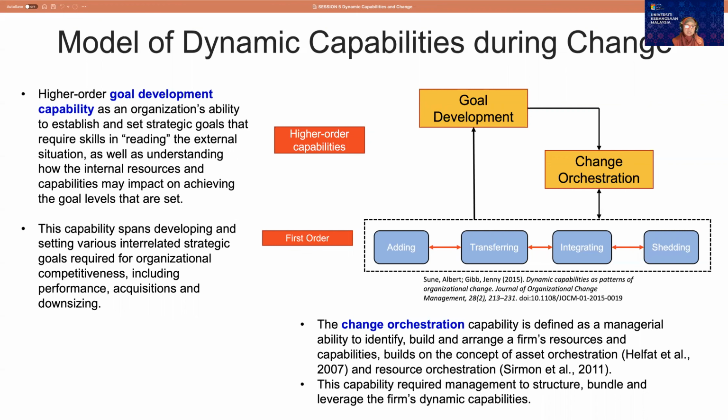Okay, so this capability spans developing and setting various interrelated strategic goals required for organizational competitiveness, including performance, acquisition, and downsizing. So there are a number of strategies that an organization can implement in order to pursue different strategic goals due to changes that happen in the environment.